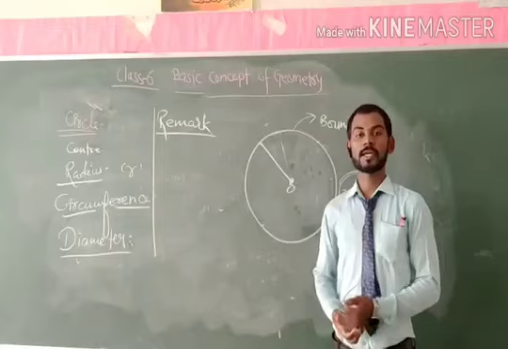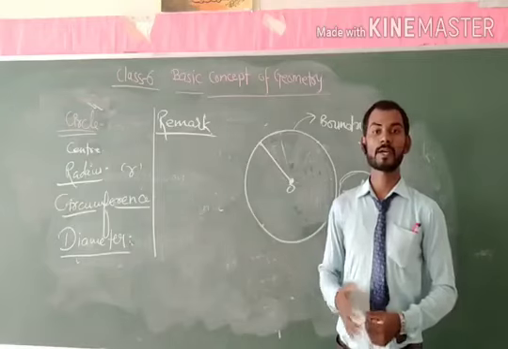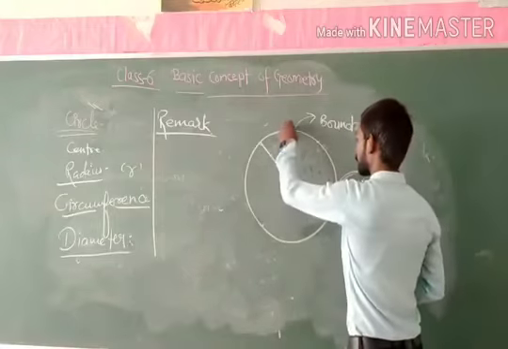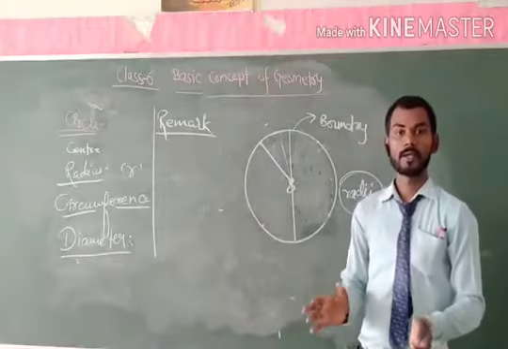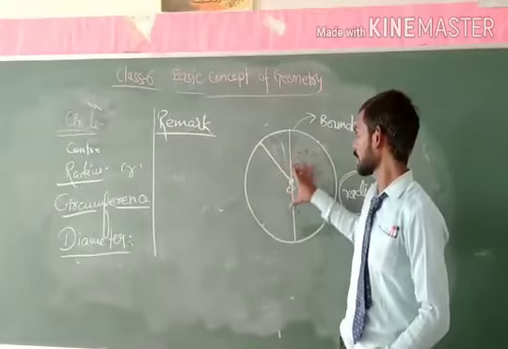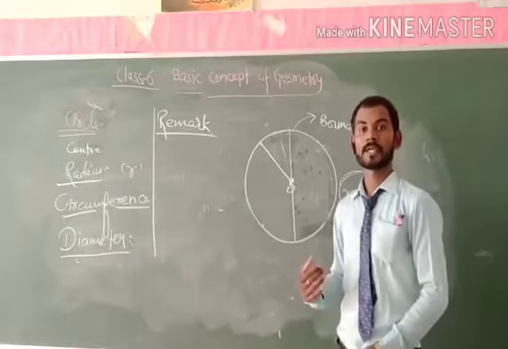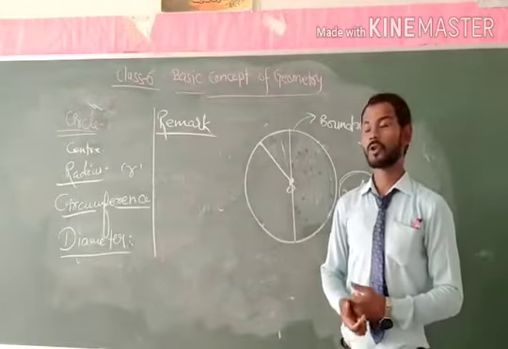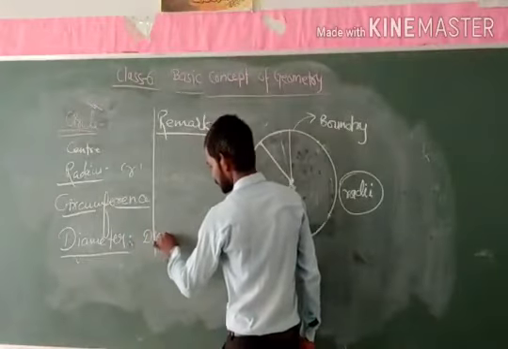Or we can also say that a line which divides the circle into two identical halves, like this, is known as the diameter. This line divides the circle into two identical parts. If we draw another diameter in the circle, then like radii, an infinite number of diameters can also be drawn. So that is how we define diameter.